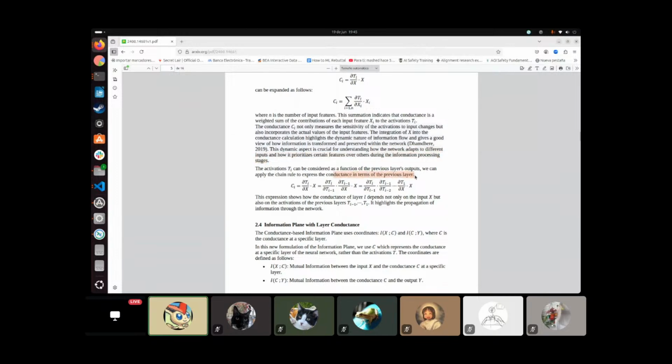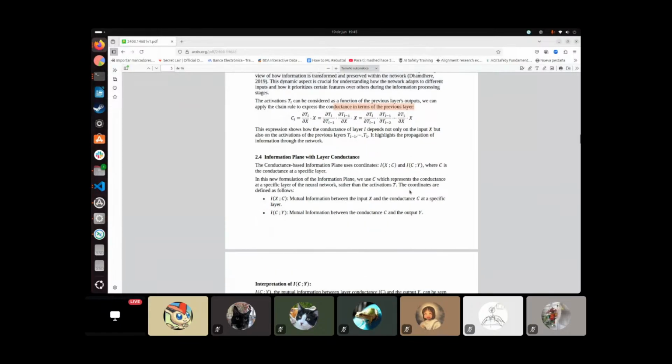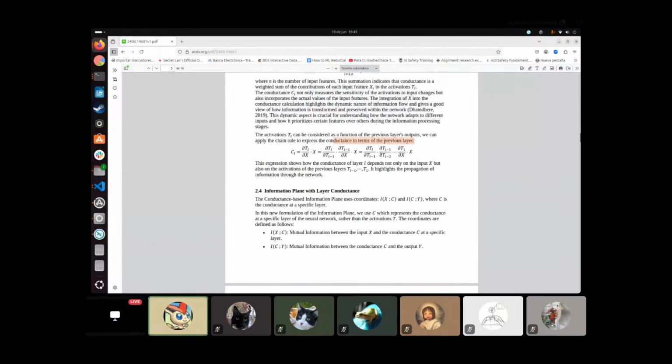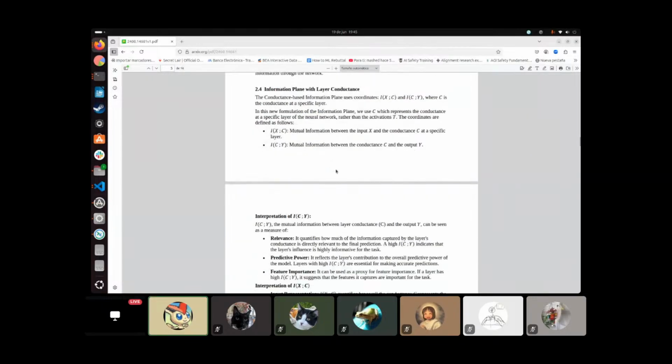Yeah. Maybe they have some example at some point. Information plane with layer conductance. I don't think this really explains much, but okay.